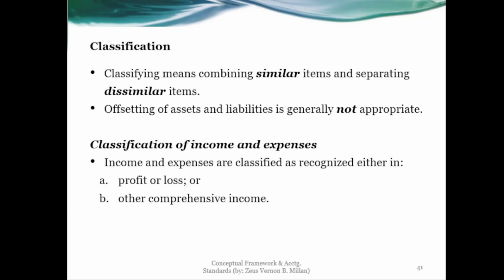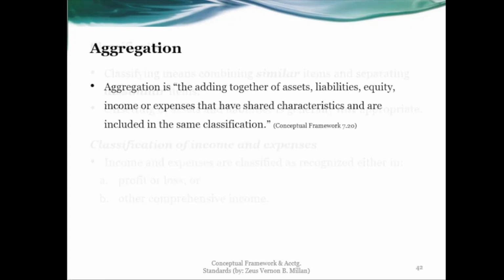And then, let's talk about classification. Classifying means combining similar items and separating dissimilar items. Therefore, offsetting of assets and liabilities is generally not appropriate. Assets are separate, liabilities are really separate. Under assets, current assets are separate, non-current assets are separate. That's how it is. You must classify properly. Next, classification of your income and expenses. Income and expenses are classified as recognized either in profit or loss or other comprehensive income.